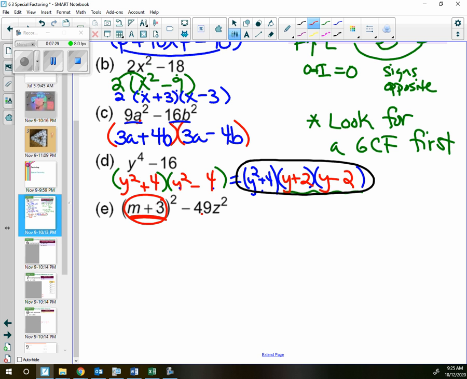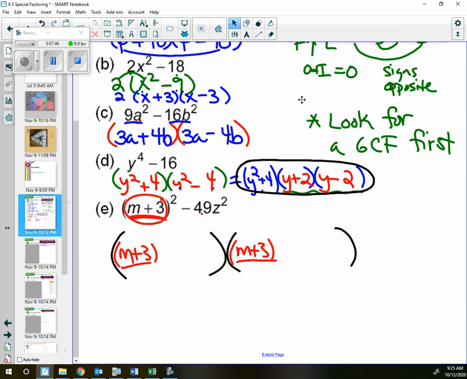Is 49 a perfect square? Sure, 7 times 7, and so z. So when we do this, I know it's going to look super goofy, but what goes in this first position is what's being squared. So it's just the m plus 3 in each of those first positions. And then what do I square to get a 49z squared? Well, 7z times 7z. And then it's subtracting.